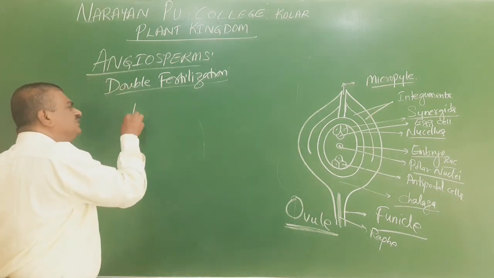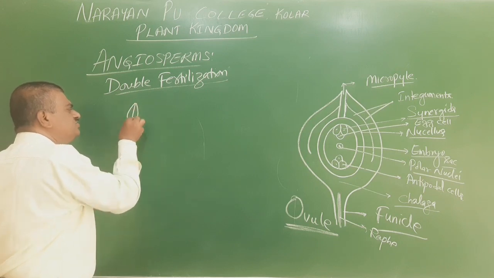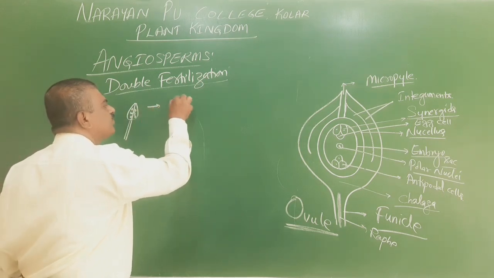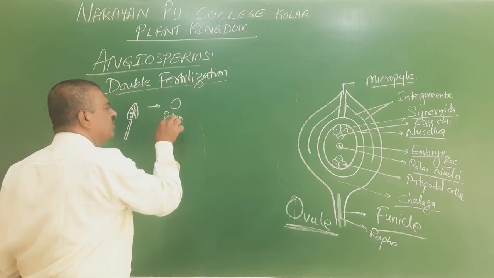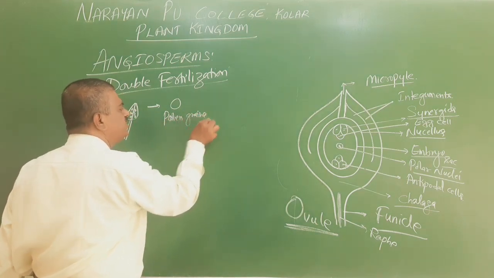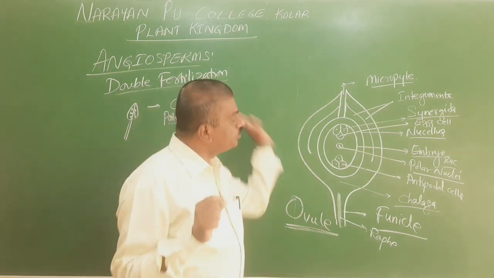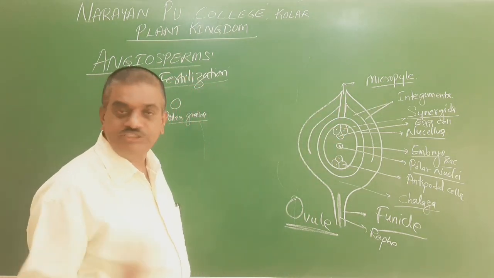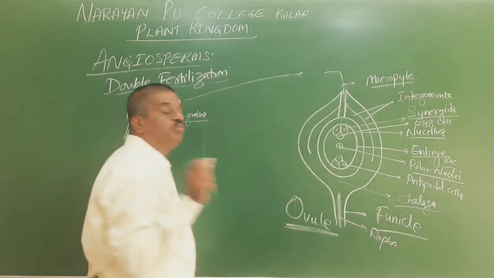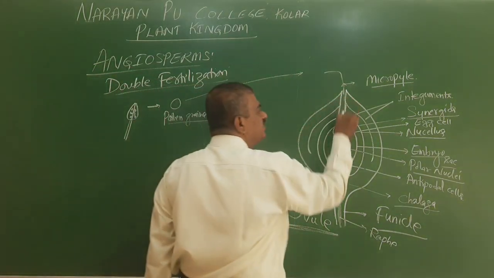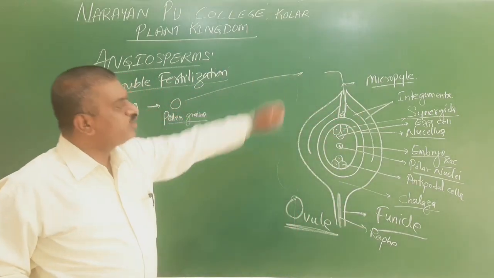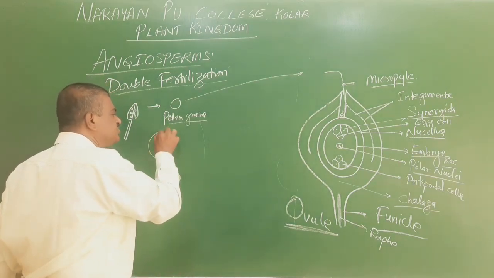So we know that the anther is matured, it throws out the pollen grains. The male reproductive structure, the anther, produces pollen grains, and these pollen grains are carried towards the female. This is called pollination. When a pollen grain enters through the micropyle and reaches the pollen chamber, the pollen grain starts germinating.